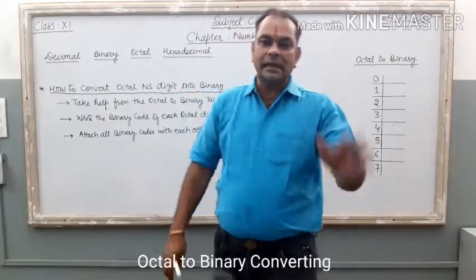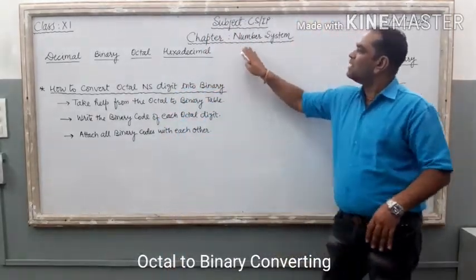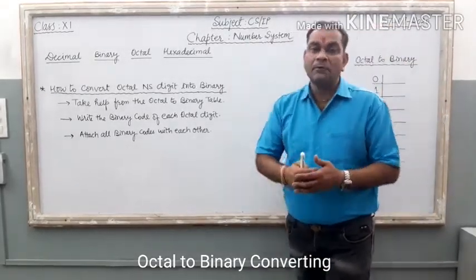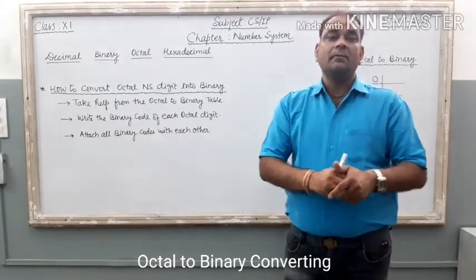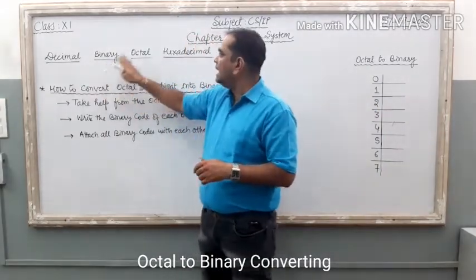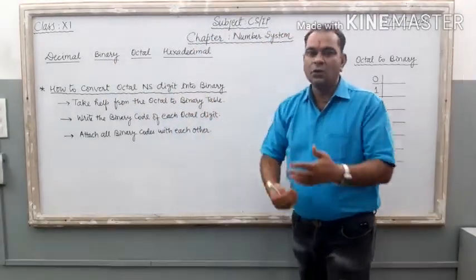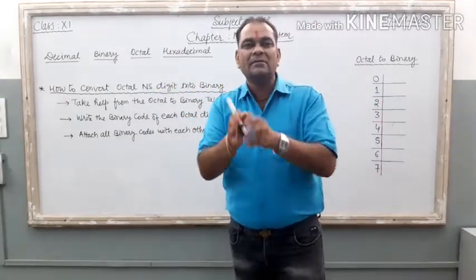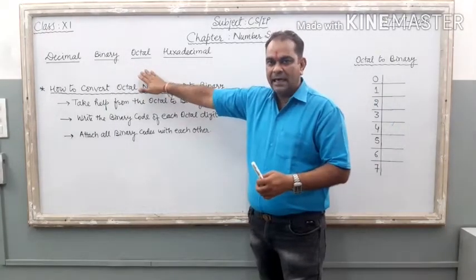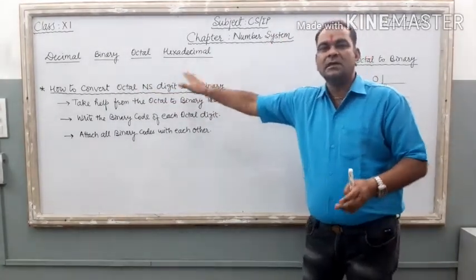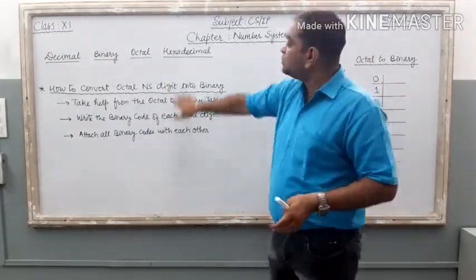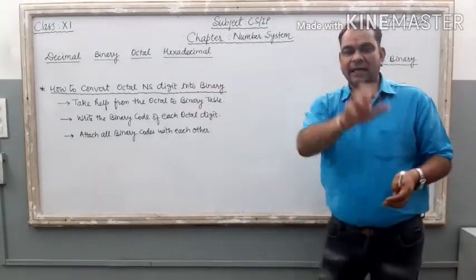Good morning, students. As you know, we are working on the chapter that is number system, right? There are four different types of number systems that are acceptable by our computer system. These number systems are decimal, binary, octal and hexadecimal. The decimal number system has the base of 10, binary 2, octal 8, and the hexadecimal number system contains 16 different fundamental digits. So the base value of hexadecimal is 16, right?